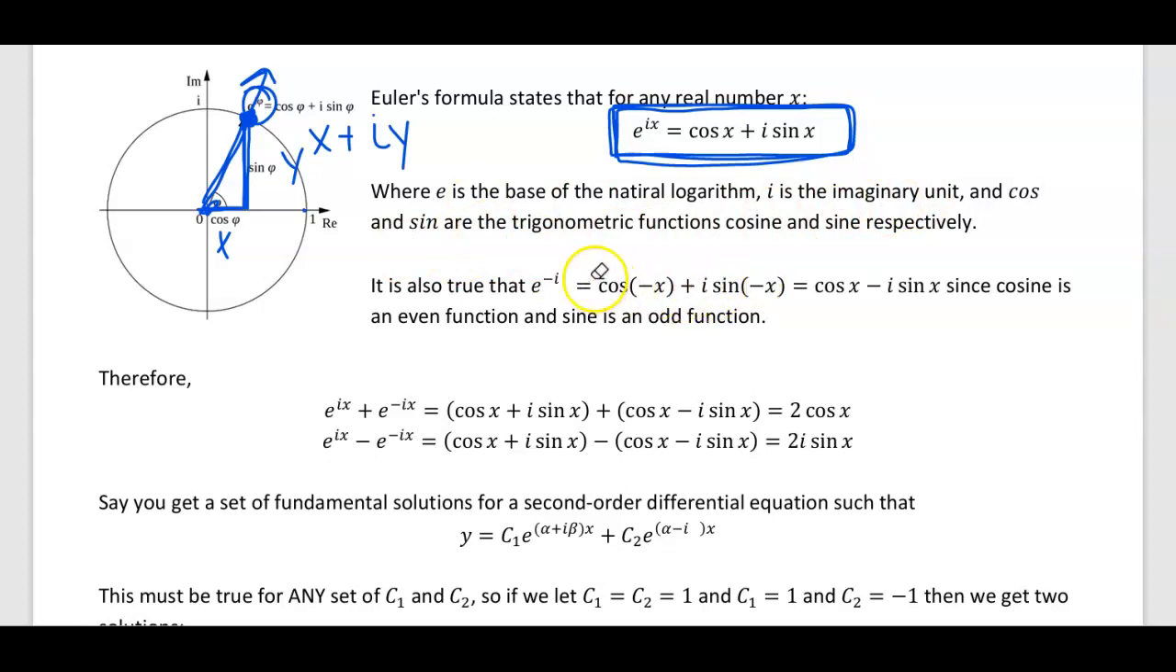Now, if you looked at e to the negative i, then it just so happens that, and I believe there's supposed to be an x here, okay? You'd end up having just the opposite sign. Sine and cosine are even and odd functions, and so you end up just having the conjugate, if you will, over here.